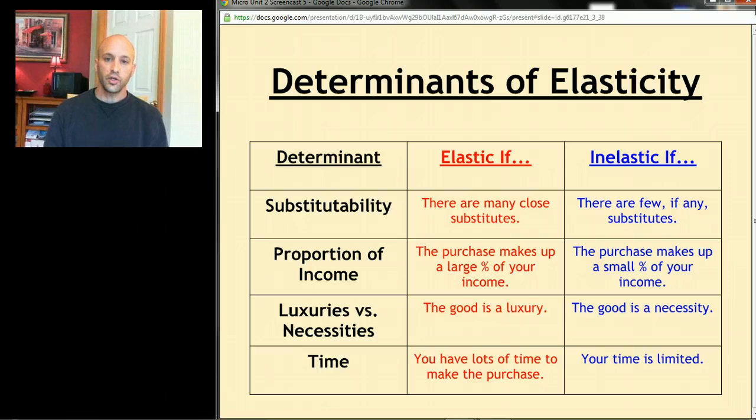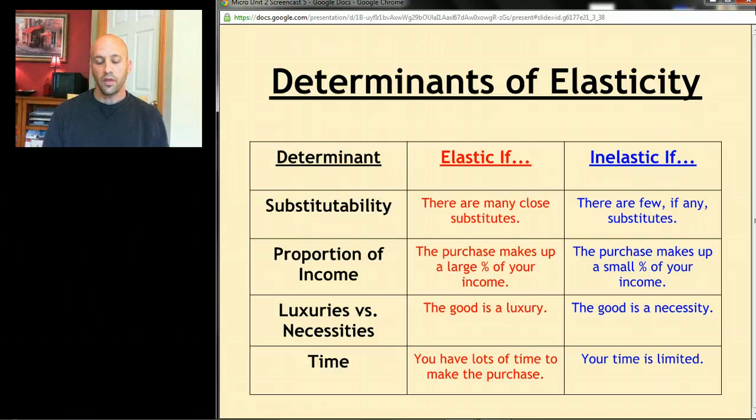Third determinant, luxuries versus necessities. As I mentioned before, goods like fuzzy bunny slippers, things you really don't need, luxuries, we tend to be elastic towards. Necessities, insulin, water, food, we tend to be relatively inelastic towards. And then finally, time. The more time you have, the more responsive you can be to price changes.